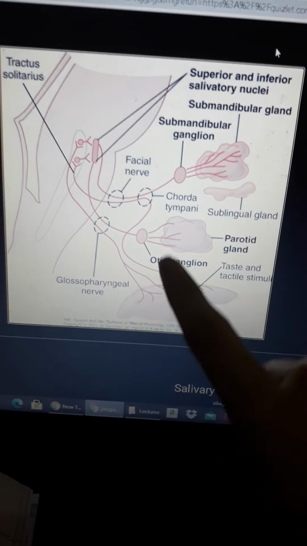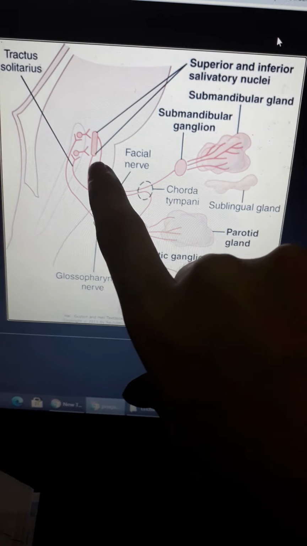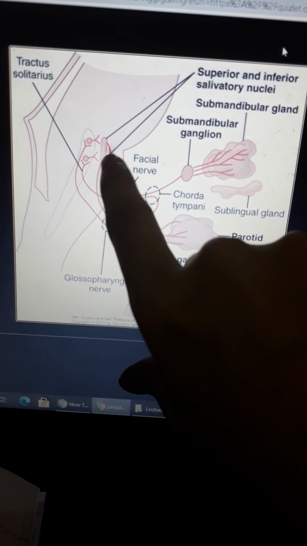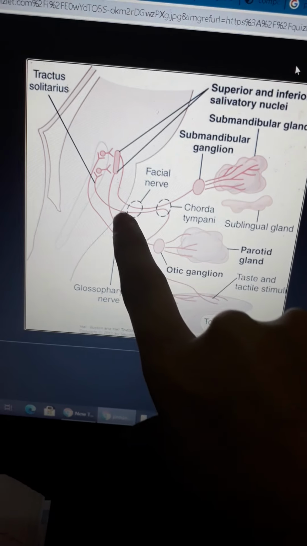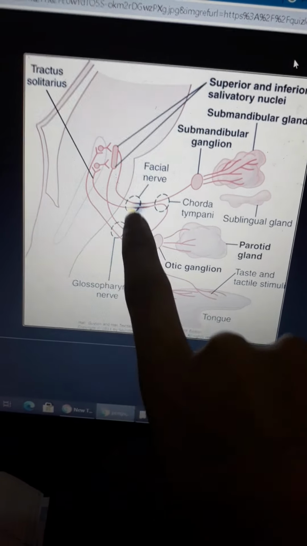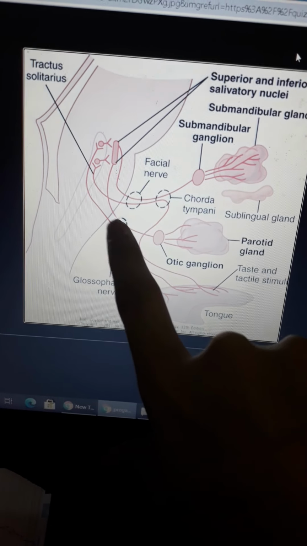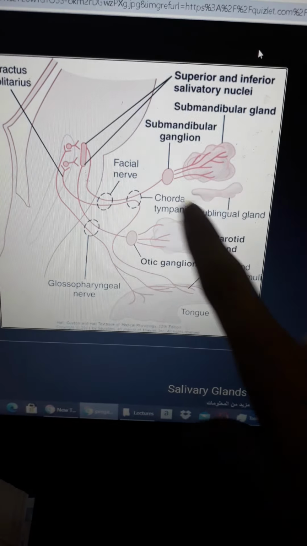For the parotid gland, here we have the inferior salivatory nuclei. It starts with the tympanic nerve, and goes to the otic ganglion and then to the parotid gland. So this is the parasympathetic control.